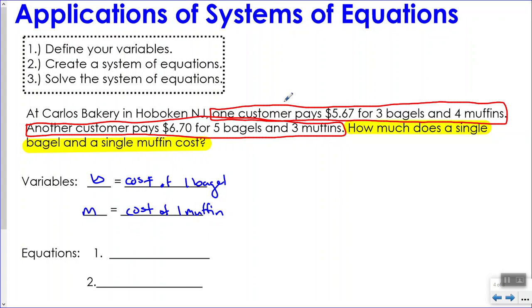Okay. So now we have 2 different customers who have bought different combinations of bagels and muffins, and this is probably the most common application of systems of equations that you'll see, where you have different combinations that give different totals or different costs, and you're trying to figure out how much of each item is in those combinations. So for our first customer, we have 3 bagels and 4 muffins, and they paid a total of $5.67. For our second customer, we had 5 bagels and 3 muffins for a total of $6.70.